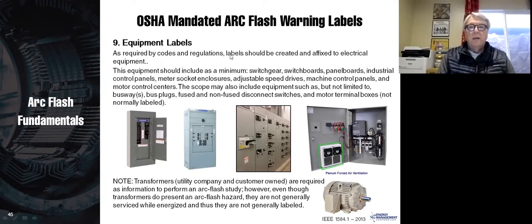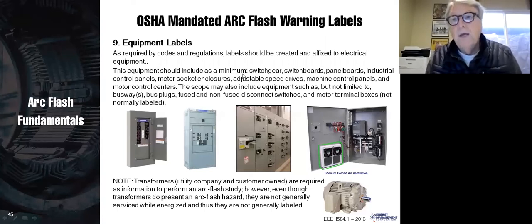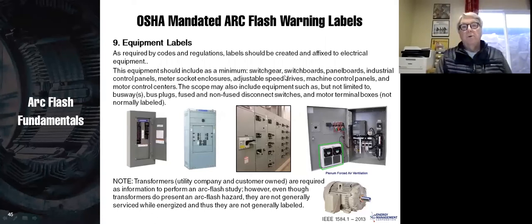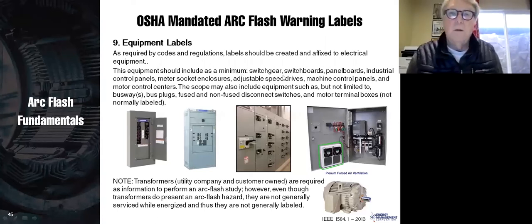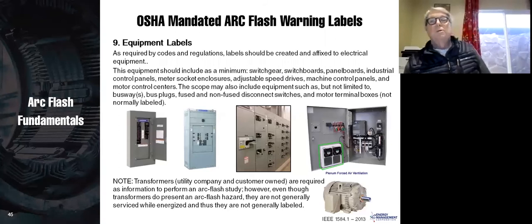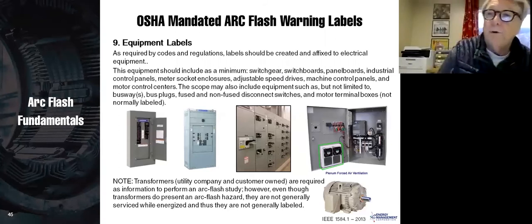Where do you need labels? As required by codes and regulations, labels should be created and affixed to electrical equipment. This equipment should be included as a minimum: switchgear, switchboards, panel boards, industrial control panels, meter socket enclosures, adjustable speed drives, machine control panels, and motor control centers.